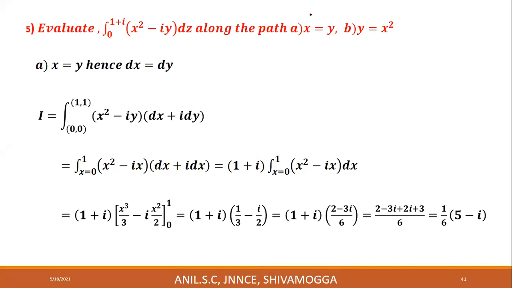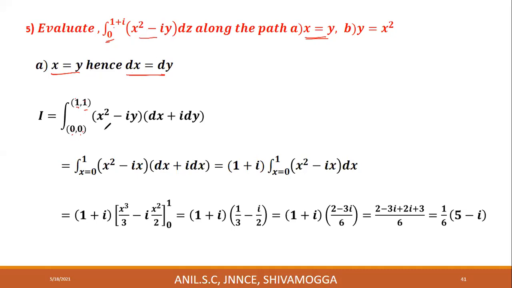Let's consider the first case. x is equal to y. Therefore, dx is equal to dy. Hence, dx is equal to dy. The given integral I is equal to the integral from 0. 0 means real part 0, imaginary part is also 0. Therefore, 0, 0. 1 plus i can be written as 1, 1. Real part is 1, imaginary part is 1.